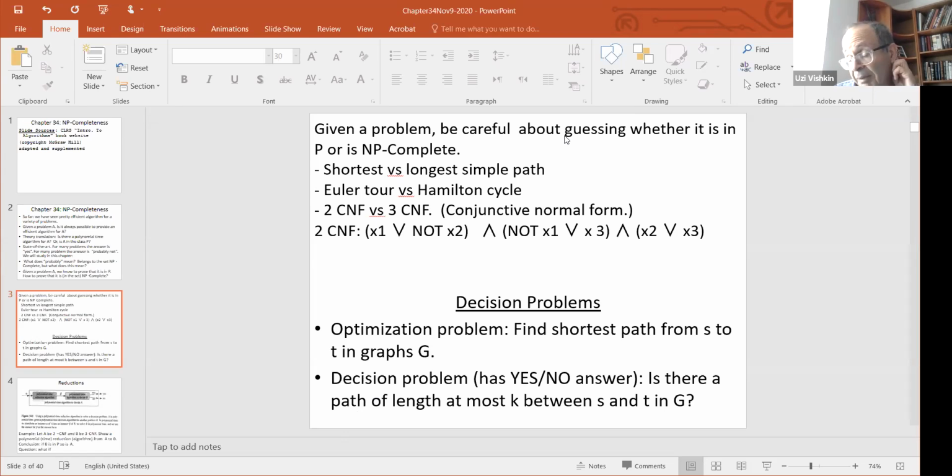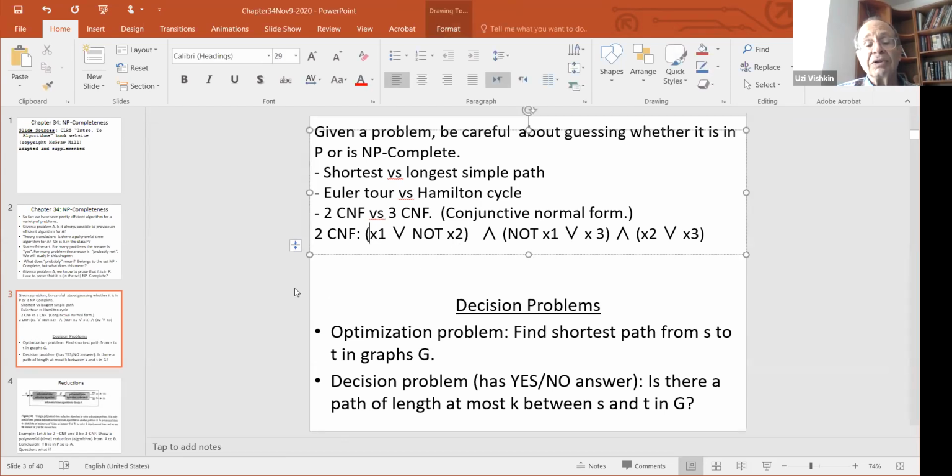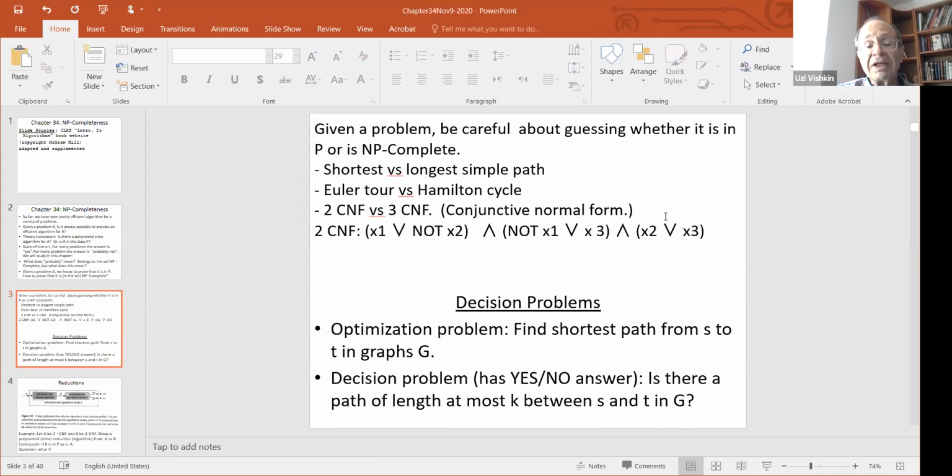Okay, so what is the problem? The problem is I'm giving you such a formula, and the question is, can it be satisfied? What does it mean, satisfying a logic formula of this type? It means, can you assign truth values to x1, x2, x3, so that the overall formula will be correct?